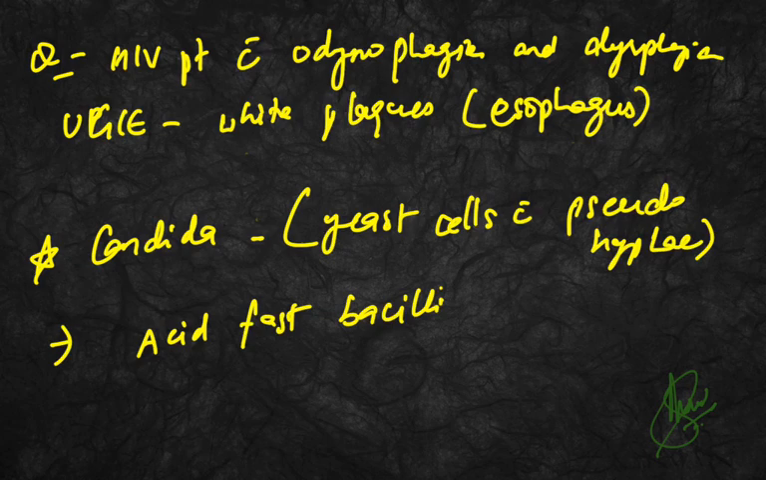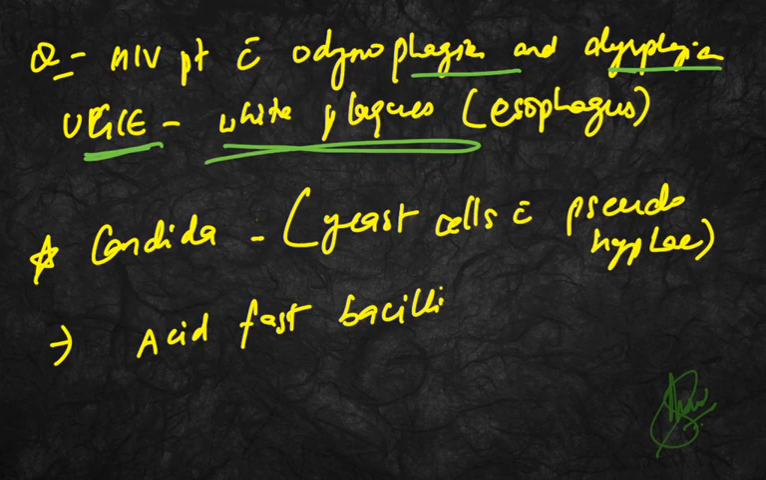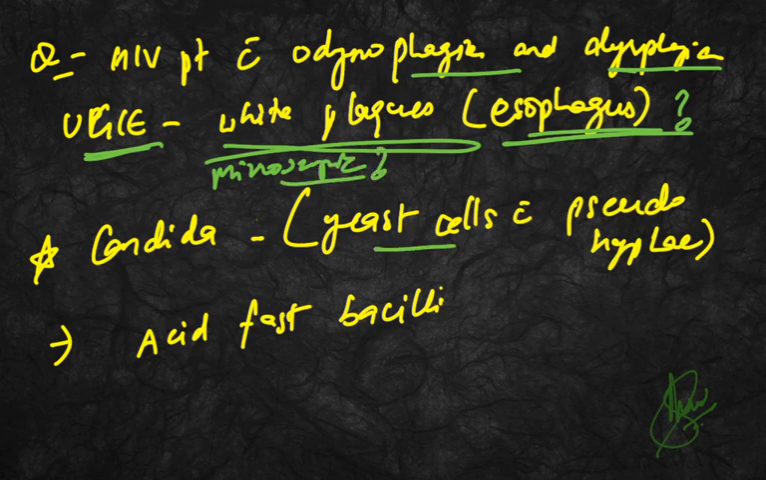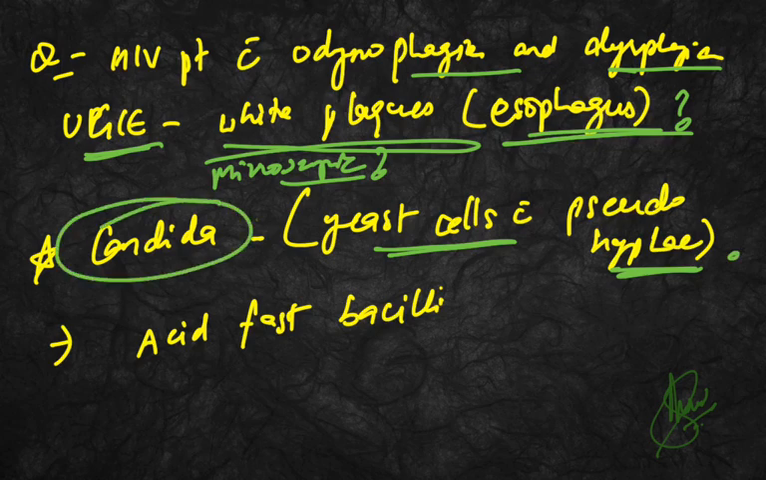An HIV patient with odynophagia and dysphagia and upper GI endoscopy showing white plaques in the esophagus. Microscopic findings were given. So which of the microscopic findings will be present? Yeast cells with pseudohyphae. This is the characteristic of Candida. So you have to know that in HIV or immunosuppressed patients, Candida will be seen and the microscopic findings will be yeast cells with pseudohyphae.